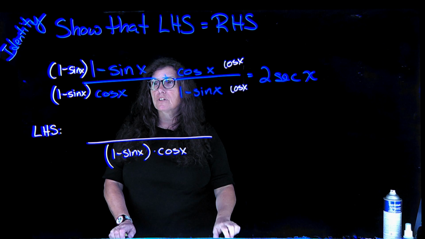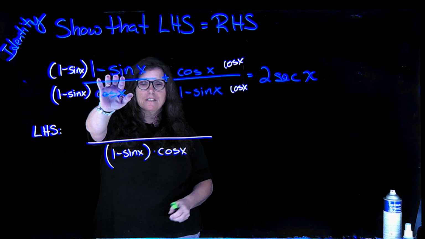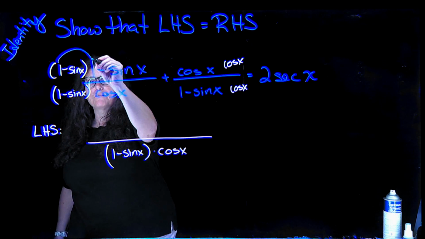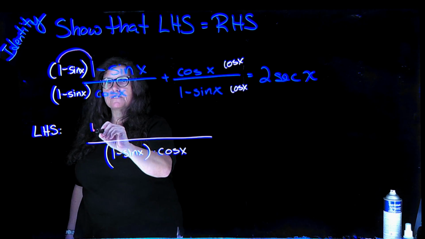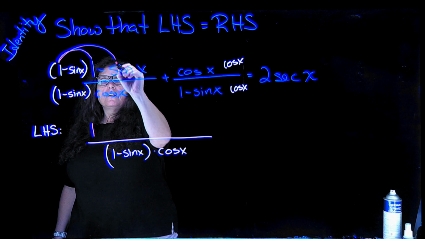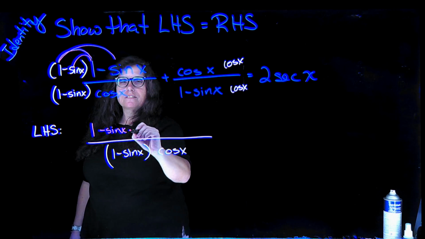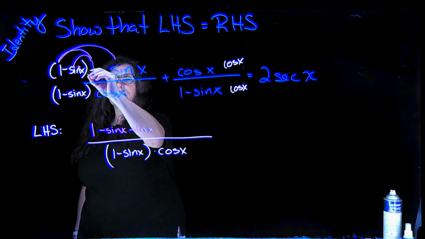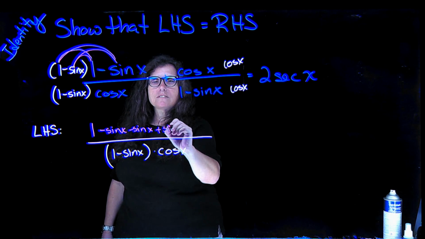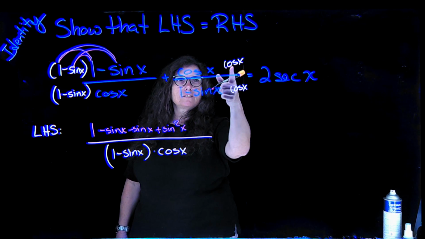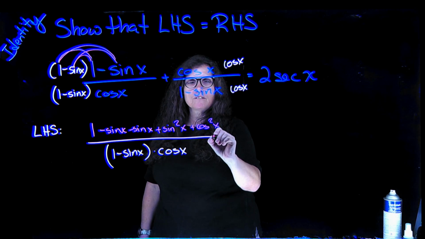Okay, so my denominator is taken care of. Now I have to work in the numerator. In the numerator, we have to multiply 1 minus sine x times 1 minus sine x. So let me do this. 1 times 1 is 1. Minus sine of x, and then minus sine of x, and negative sine times negative sine is a positive sine squared of x, and these two are easy to multiply, plus cosine squared of x.